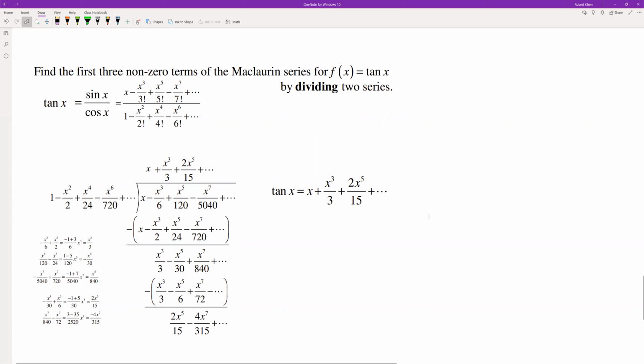And that'll be it for 10.9 and 10.10. We are just looking at some applications of Taylor and Maclaurin series. And thank you guys very much.